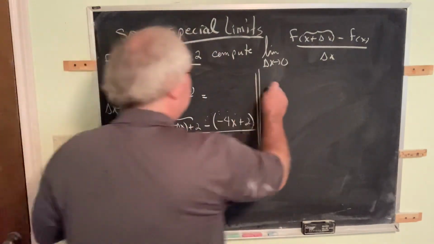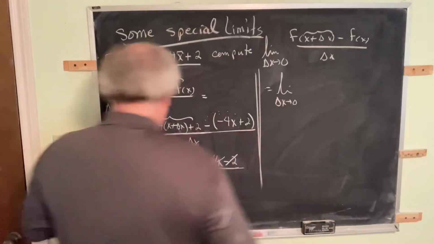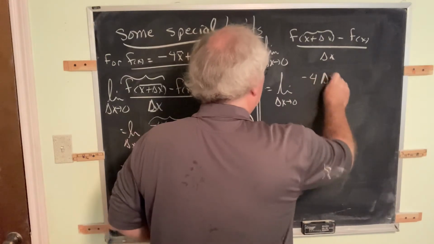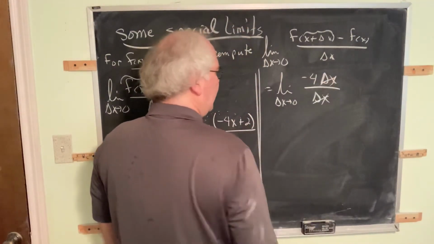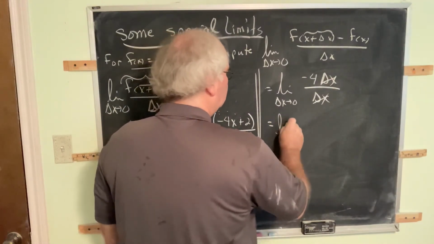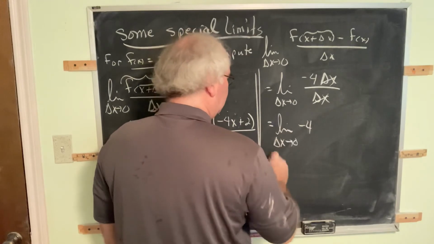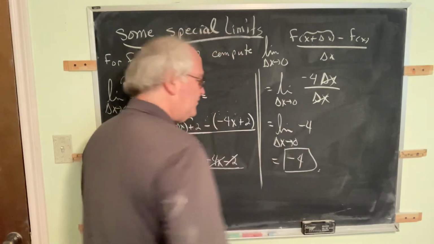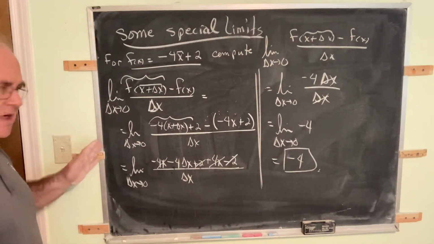What survives this winnowing process is the only thing in the numerator, -4 delta x over delta x, and now those cancel. And the limit of a constant is the constant. So that's the procedure. Now, the devil's in the details.